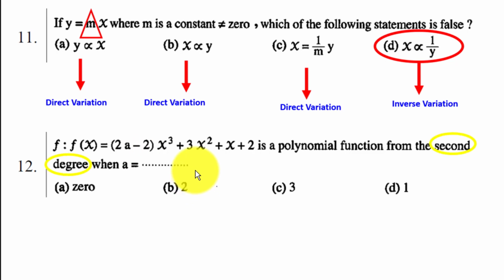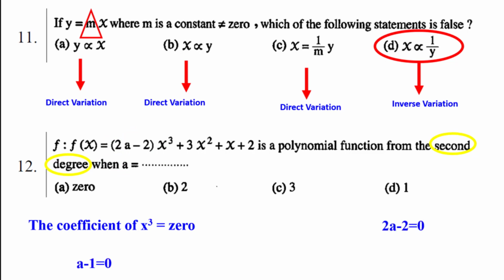Now the coefficient of x cubed equals what, guys? Equals 0. So the expression 2a minus 2 equals 0. We can say divided by 2, we will get a minus 1 equals 0. Move 1 to the other side in inverse sign. We can say that a equals 1. So the correct answer is D.